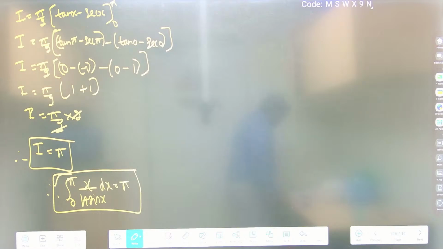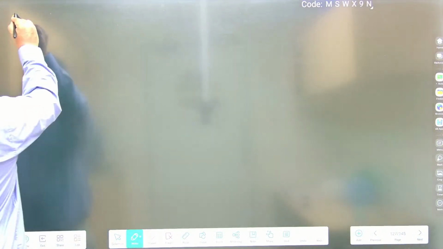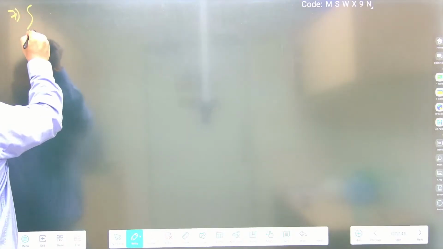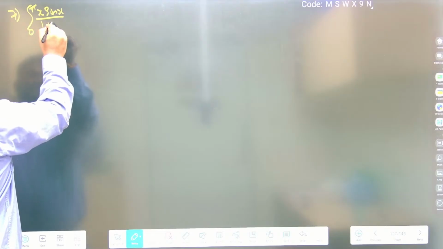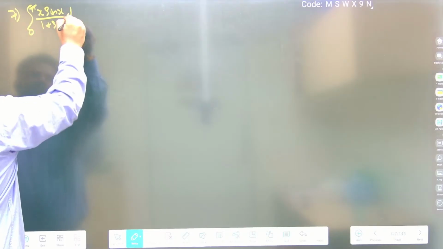It is x sin x by 1 plus sin x, 0 to pi. Okay, next question here, friends. We are having the 7th question: integral 0 to pi, x sin x by 1 plus sin x dx. Let me check the question again. Okay, this is the question.